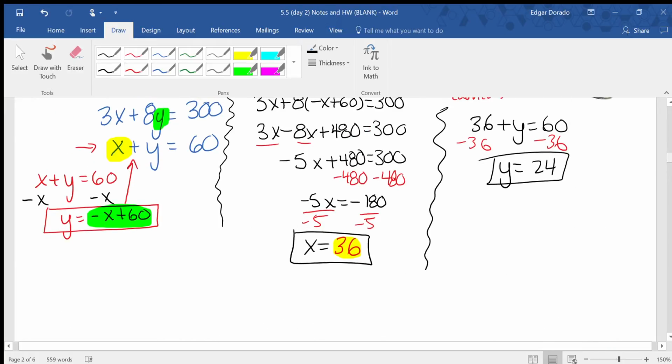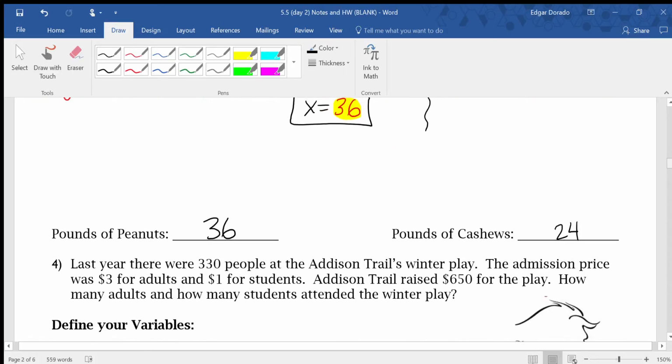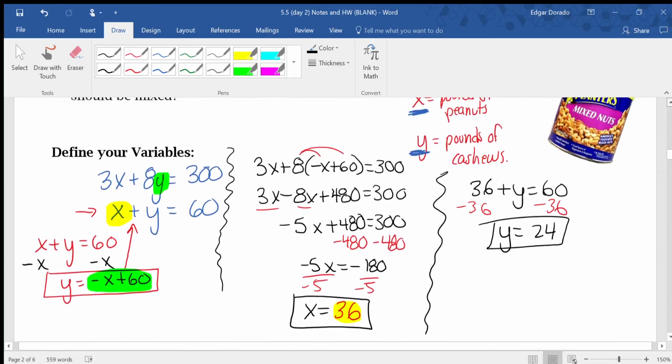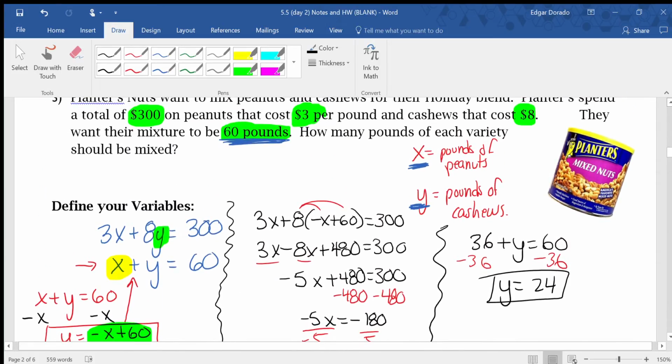Already you can start to tell that makes sense. Look, 36 plus 24, what does that add up to? That adds up to 60. And we were talking about pounds in this problem. And look at that, that's exactly how many pounds we said we were going to put in the container. So we are on the right track.